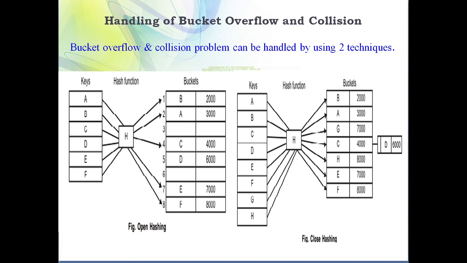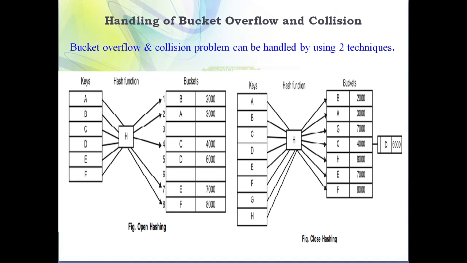You might have heard about two problems: one is overflow and the second one is collision. Now I will give a real life example to illustrate the concept of overflow and collision. First of all we'll see collision. What is collision? I will give a simple example. Suppose in a particular train, two passengers are allotted the same seat.